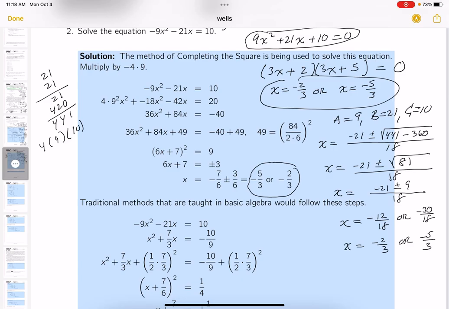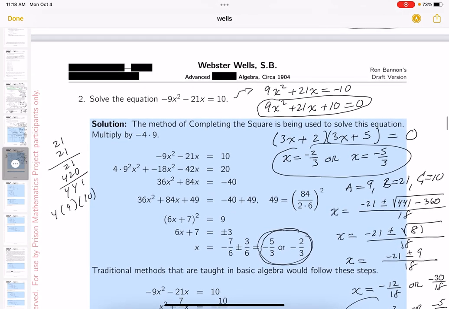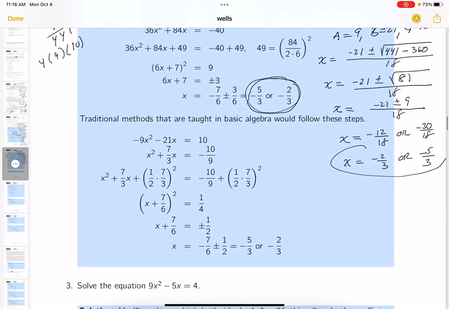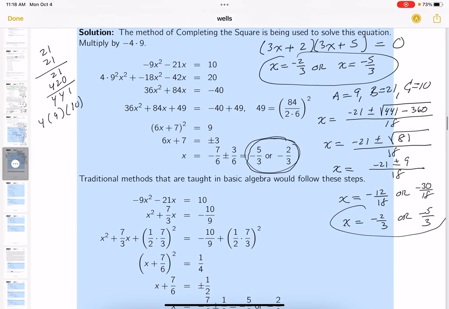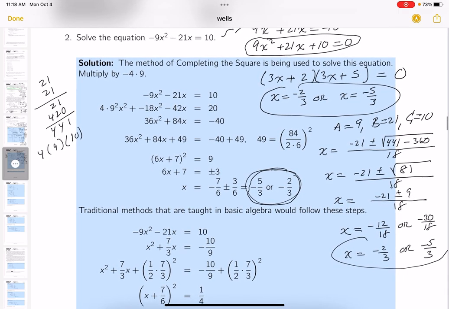Are we getting the same answer? Of course we are. Okay, I can complete the square. You might say, do you need to do it three ways? No, you need to do it the one way you like. But I really do like that factoring if I can factor with my fingers. I'm going to complete the square right now. So let me see what the original problem was. And that's 9x squared plus 21x plus 10 equals 0.